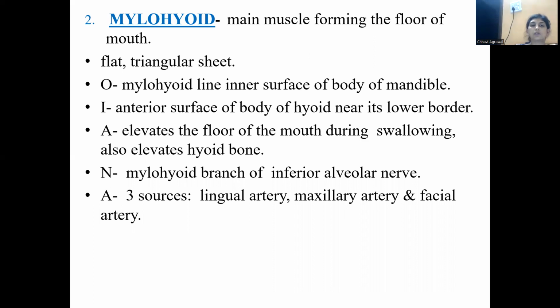The nerve supply is by the mylohyoid branch of inferior alveolar nerve, and arterial supply is from three sources, that is lingual artery, maxillary artery, and facial artery.